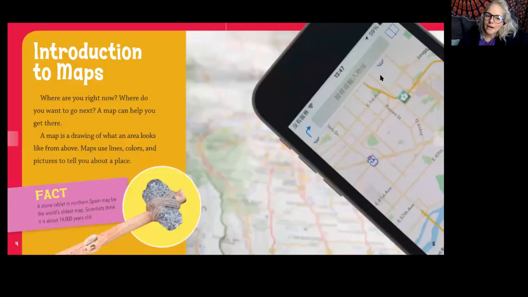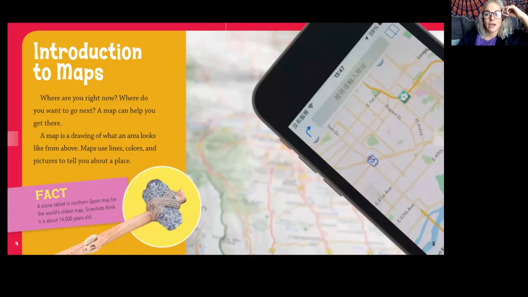Where are you right now? Where do you want to go next? A map can help you get there. A map is a drawing of what an area looks like from above. So, what I like to think about is if you're a bird and you look down, what does it look like? So, you could even do this just thinking that way.